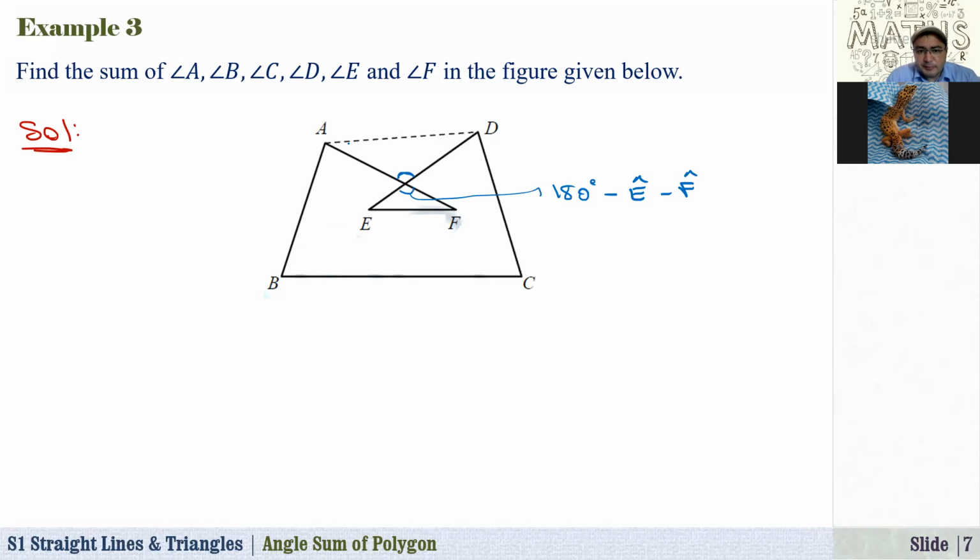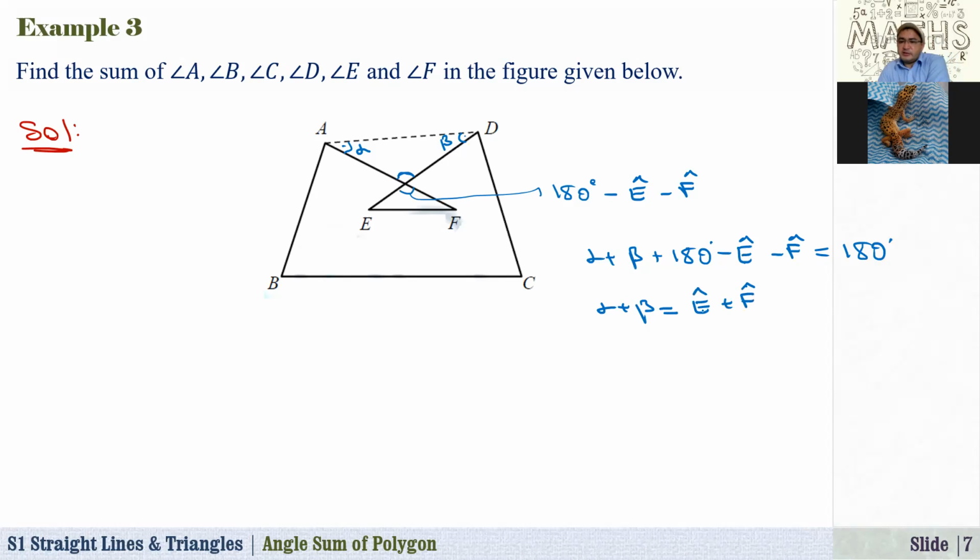Let's say this angle is alpha and this angle is beta. So alpha plus beta plus the third angle, which is 180 minus angle E minus angle F, is equal to 180 degrees. The 180s cancel each other, then alpha plus beta is equal to, taking E and F to the right-hand side, angle E plus angle F. So we have just proved that the sum of alpha and beta is equal to the sum of angle E and angle F.